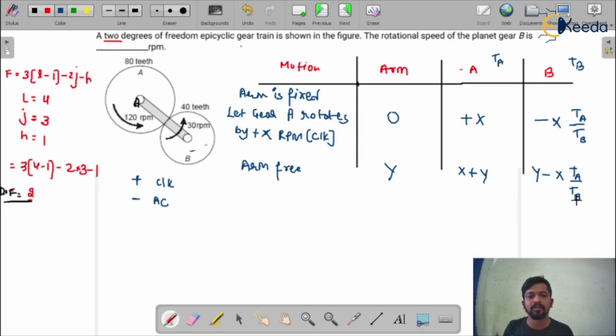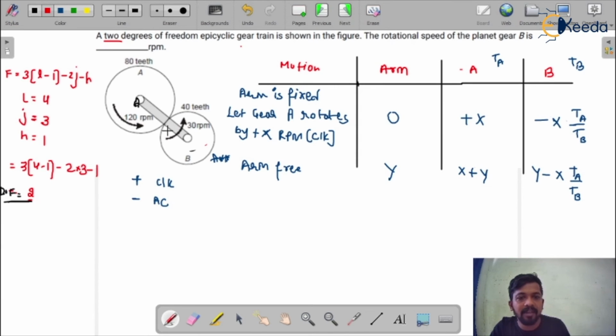And we just have to assume the next case. Our solution is based on those equations, because the arm is having the rotation. In the question it is given that the arm is having the rotation, so our calculation is based on that data. Okay, so next we are assuming that the arm is free, that is having the x rpm, and we have to add the arm rotation with every gear like that. Now see here, what is given?